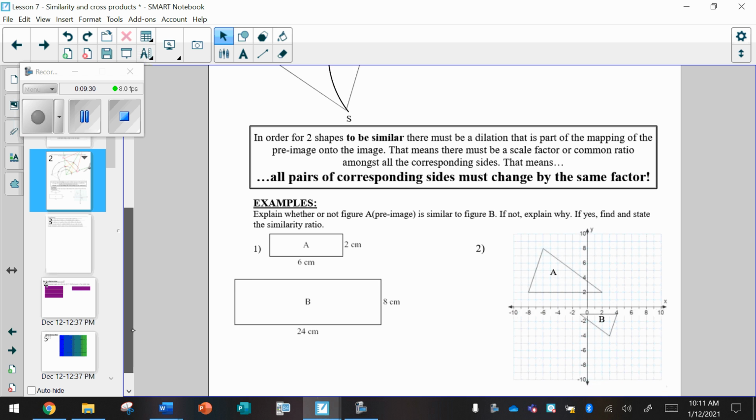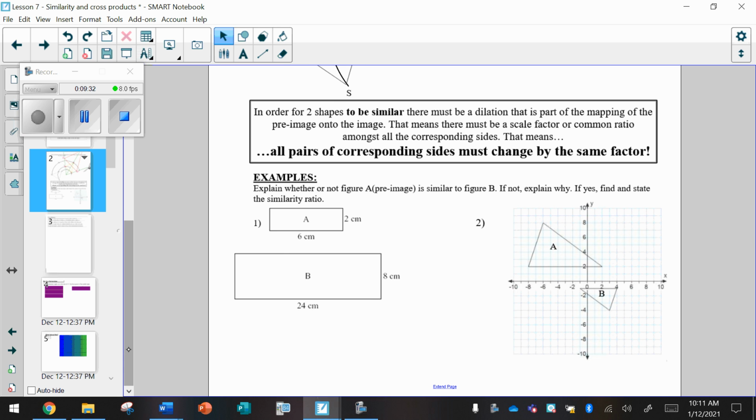So in order for two shapes to be similar, there has to be a dilation that is part of the mapping of the pre-image onto the image. When we talked about it in Chapter 2 with congruence, we figured out some sort of transformation, translation, rotation, or reflection, that would map one triangle onto the other. In order for a similarity transformation to occur, there has to be a dilation involved in those transformations.